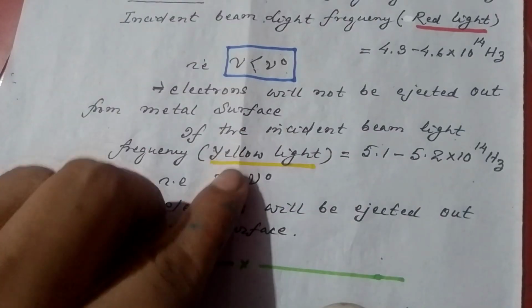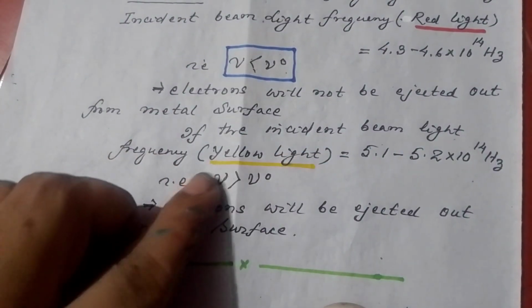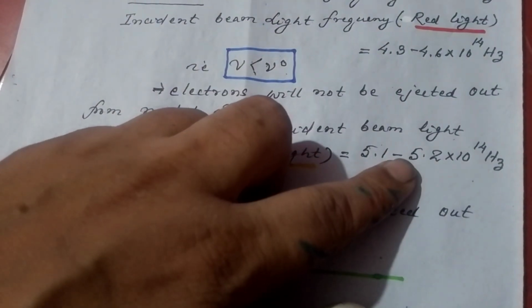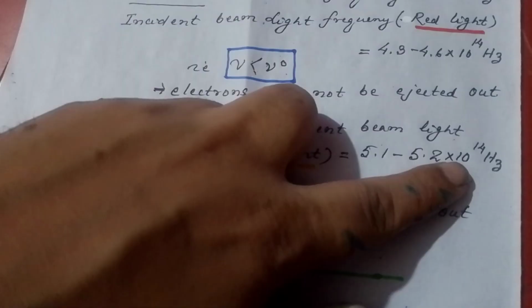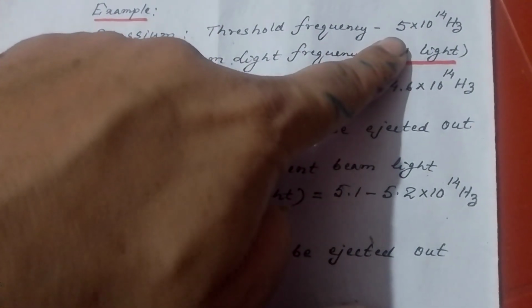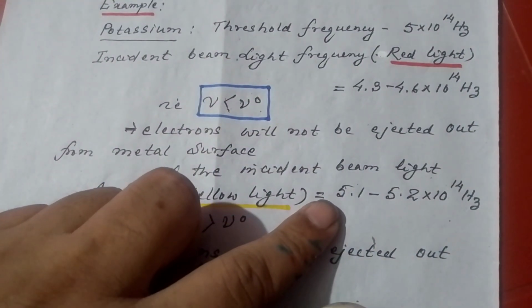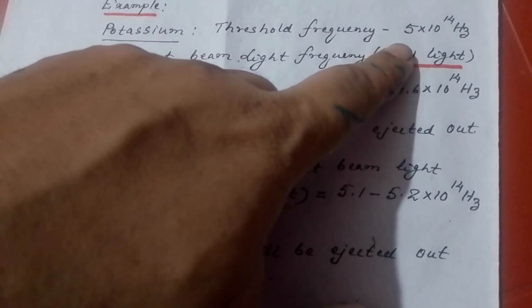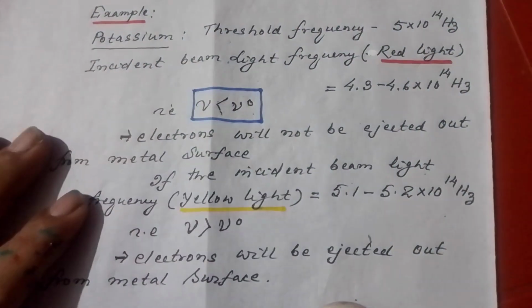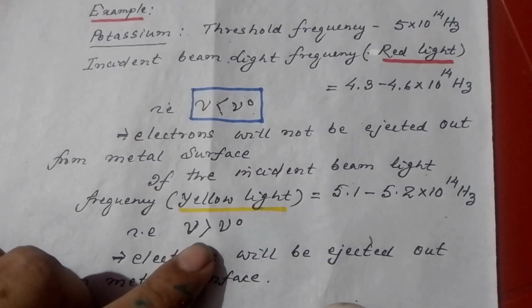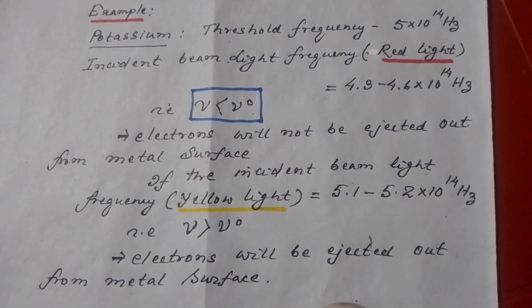Now, coming back to here. If the incident beam consists of yellow color, which has a frequency of how much? 5.1 to 5.2 into 10 to the power 14 Hertz. Now, this is more than the threshold frequency of the electron present in the metal. So if the incident beam has more frequency in comparison to the threshold frequency of the electron present in the metal, then the ejection will take place. Then the electron will come out successfully from the metal and go to the detector screen, and there the number of ejected electrons will be counted successfully.